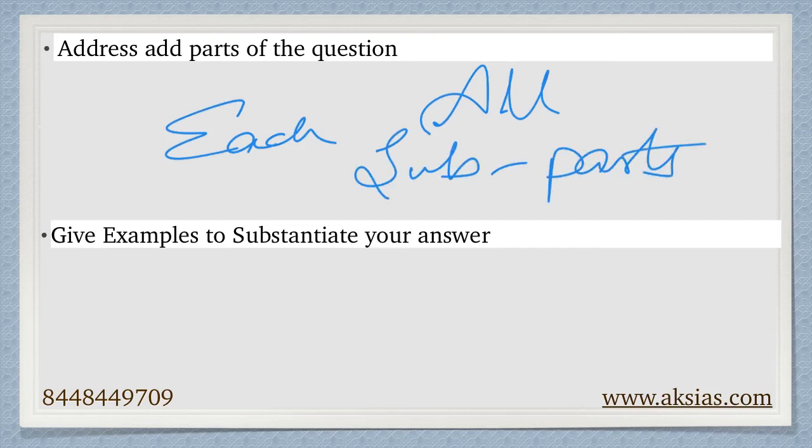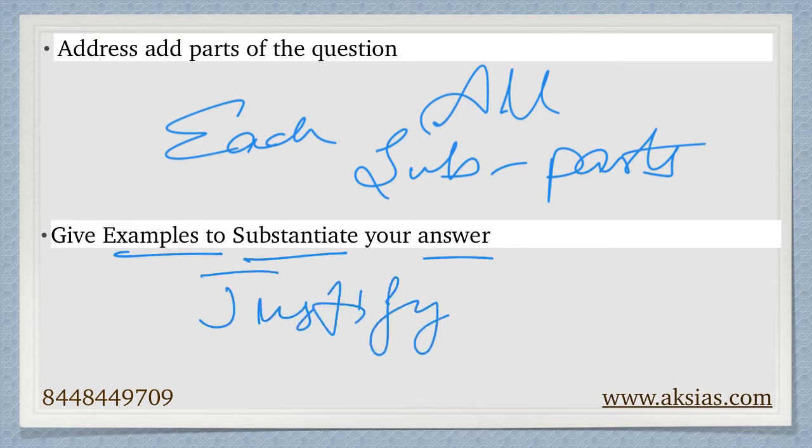So primarily you have to try to identify the different parts of the question and then answer it accordingly. The next important factor is to give examples to substantiate your answer. Without examples, your answer would be so dry and uninteresting for the examiner. You need interesting examples to justify your arguments. If possible, use an example each to substantiate each of your main points or arguments.